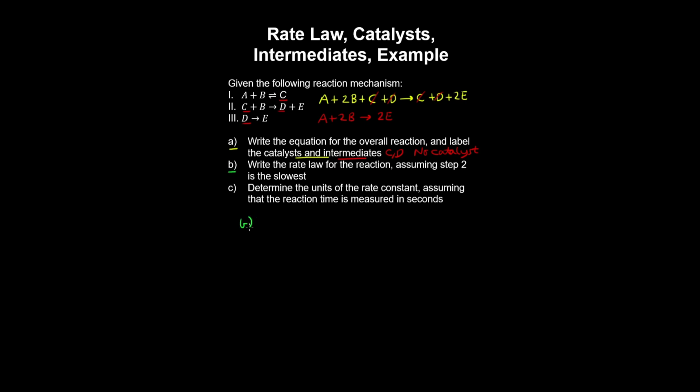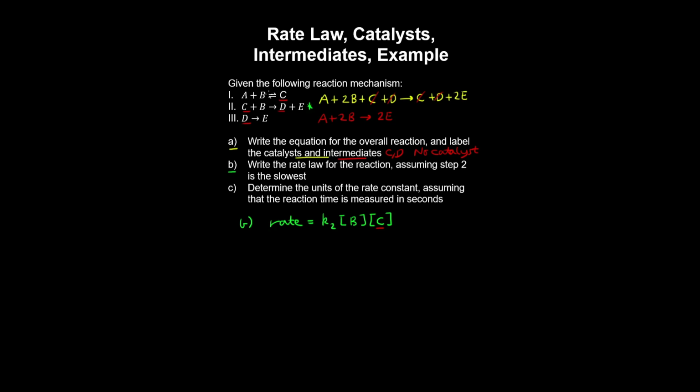Now write the rate law for the reaction, assuming step 2 is the slow step. So we can write the rate law as follows, using the stoichiometric coefficients of the reactants in an elementary reaction. And this is not our final rate law because C is an intermediate.